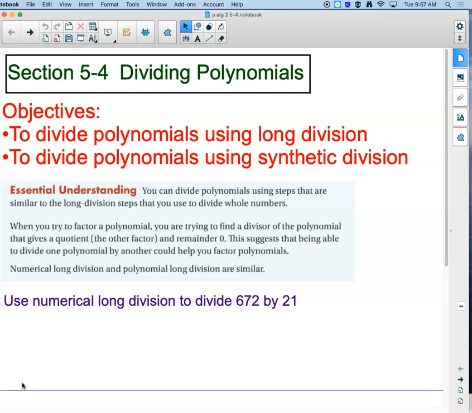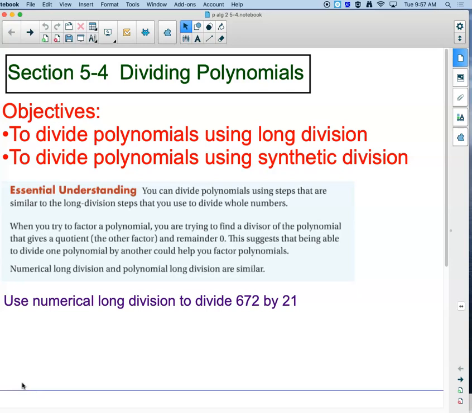Our objectives, we're going to divide polynomials using long division. Now you haven't divided polynomials with long division before, but you've done long division, so you already have a little bit of an up on this game, because you can say, well, I know how long division works, so maybe I'll use that to try to figure out polynomial long division. And then tomorrow, we'll start hitting divide polynomials using synthetic division, which is a very cool process. You're going to love that when we get to that.